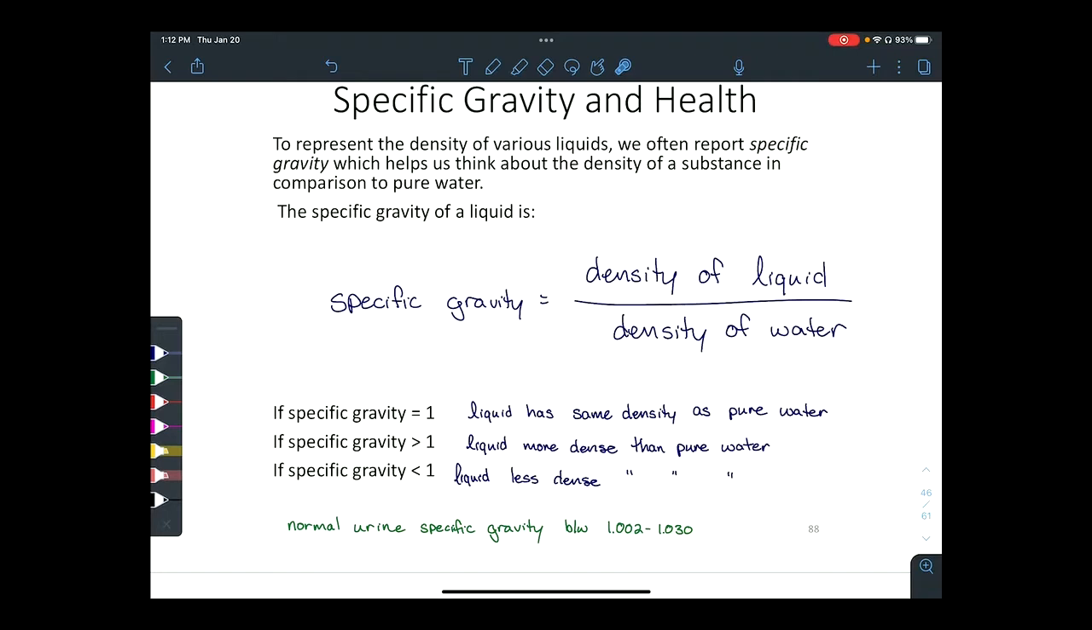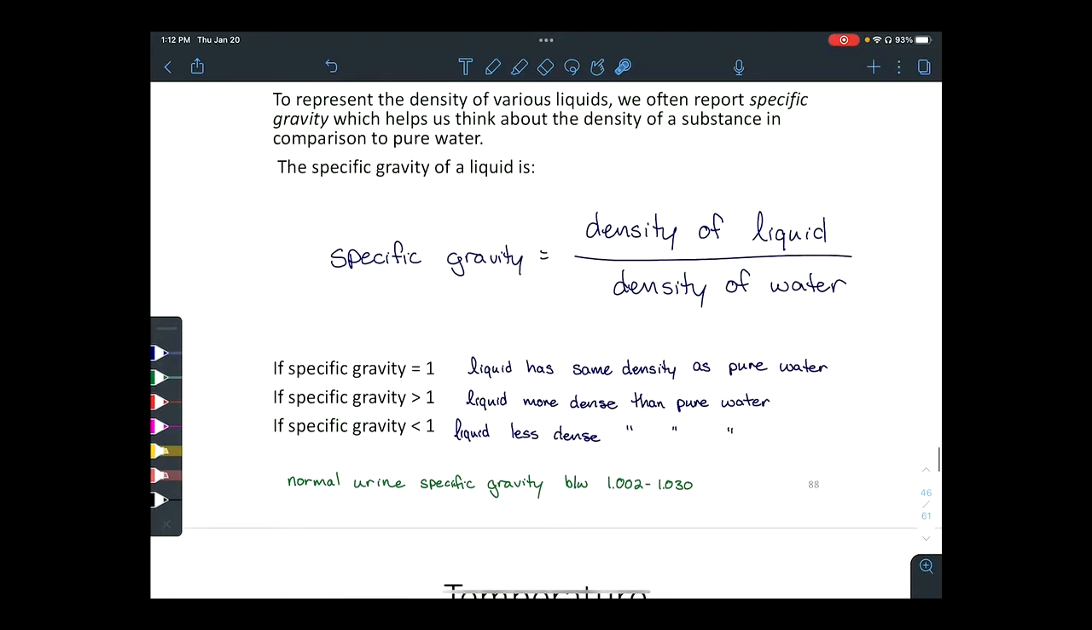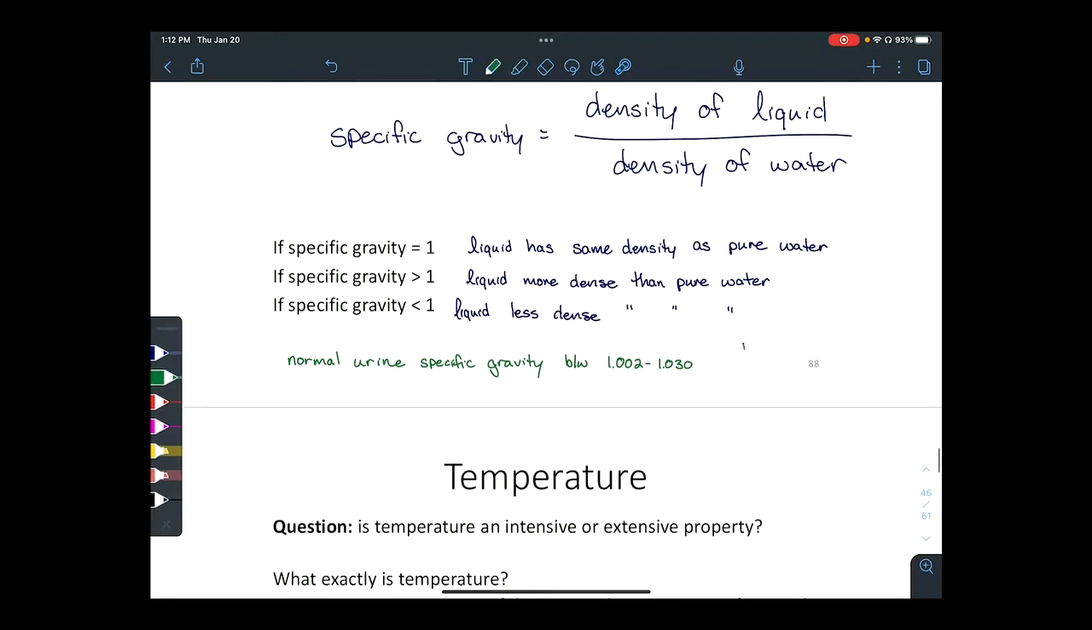So typically when we think about specific gravity in urine, normal urine will have a specific gravity around 1.002 to 1.03. So that's like a healthy range for an individual. If your urine is more dense than the top range, so if we're above 1.03 of a specific gravity for your urine, that means your urine is more dense. If your urine is more dense, you can think of there's just more stuff dissolved in your urine.